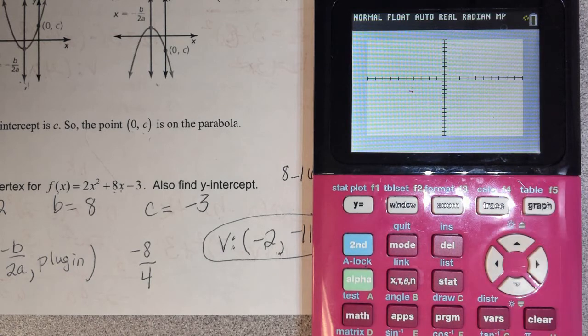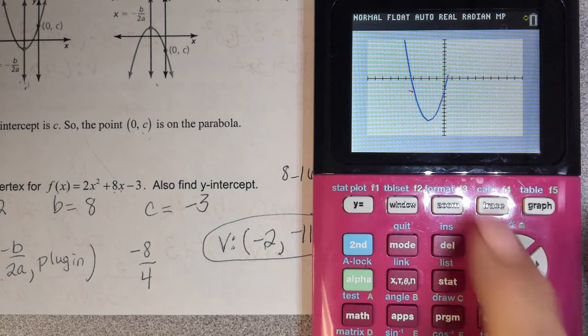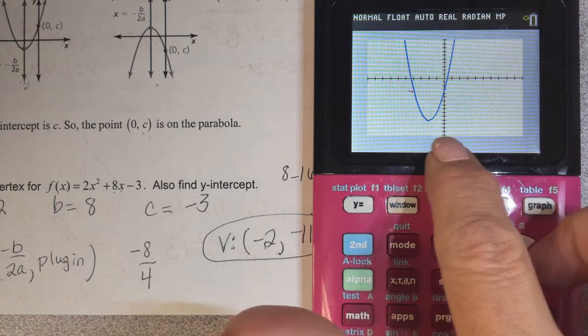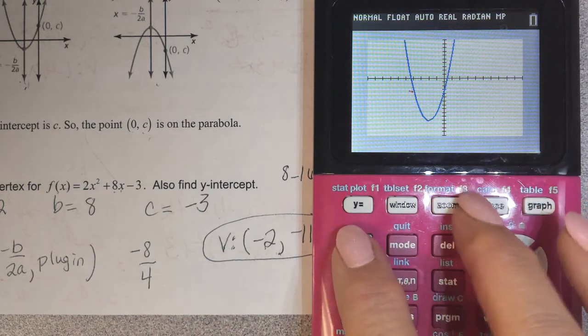So now watch when I hit graph. Don't hit zoom 6 again, because it's going to... Now see how that fixed it? Because I'm going all the way down to negative 15. So now you guys were right.